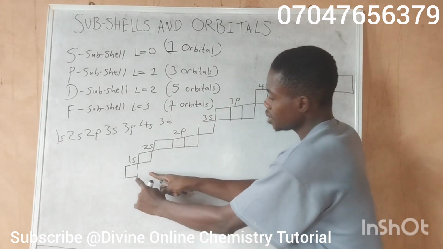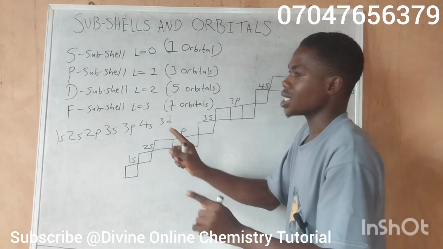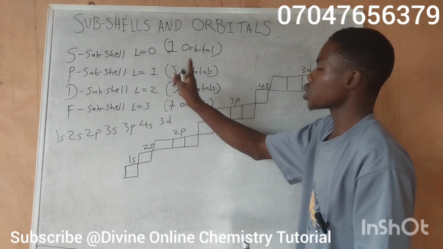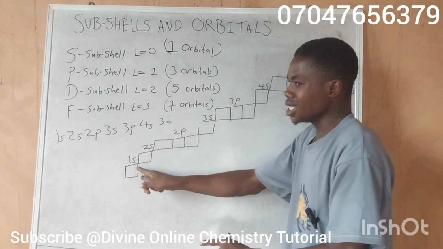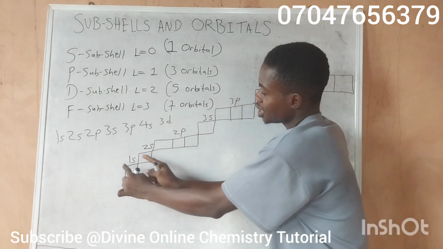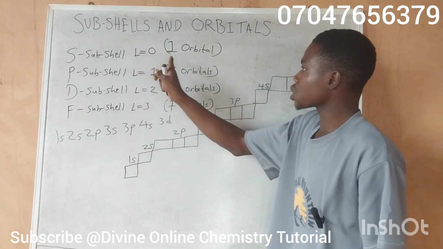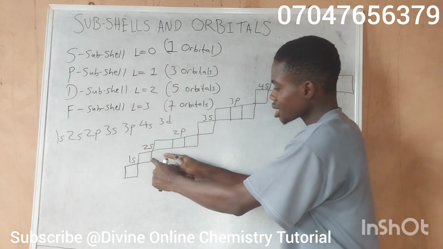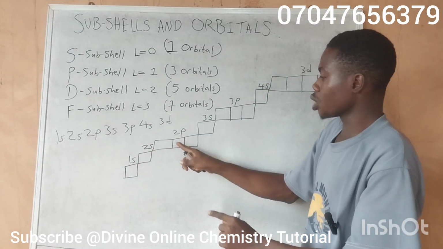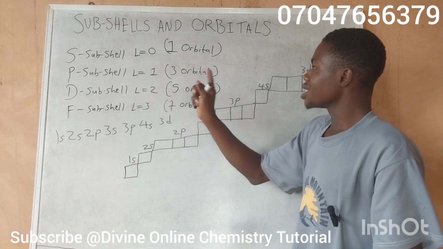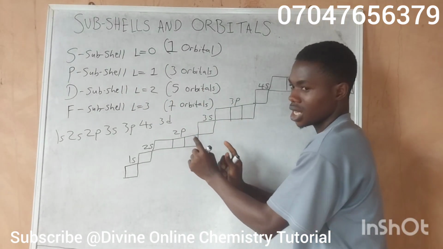Now, if you look at it, this first diagram here is 1s. Earlier on I said that the S subshell has one orbital, so the S orbital always has one diagram. The next one after the 1s is 2s, which also has one diagram. After the 2s, the next one is 2p. The p subshell has three orbitals, that's why we have three balls here: 1, 2, 3.